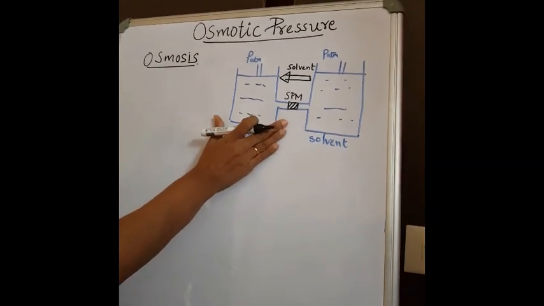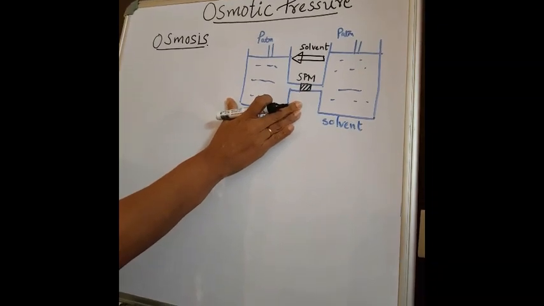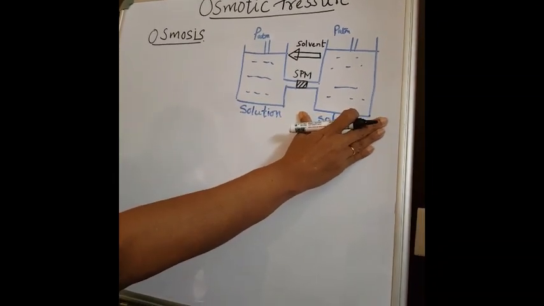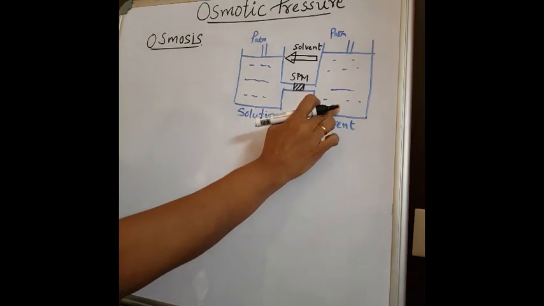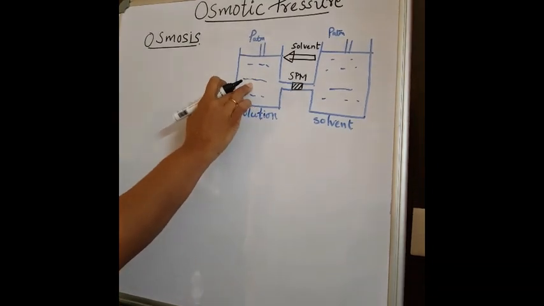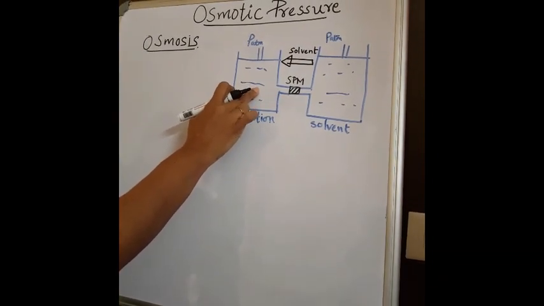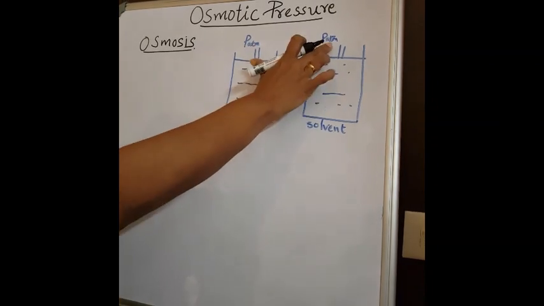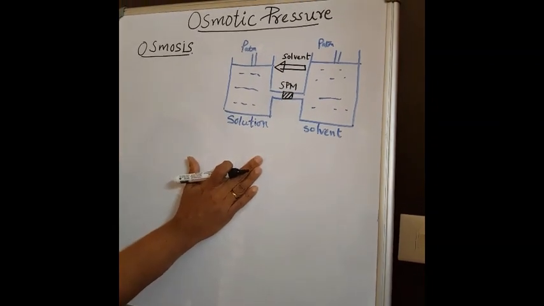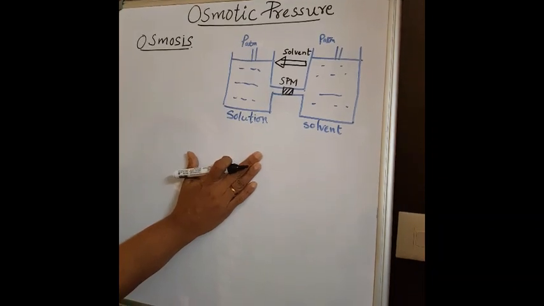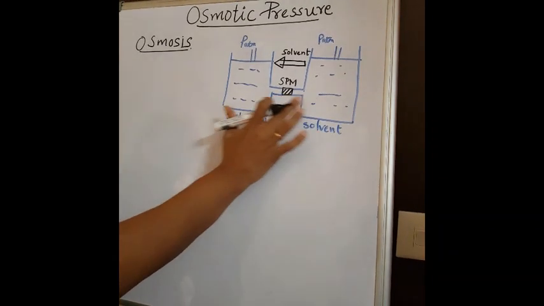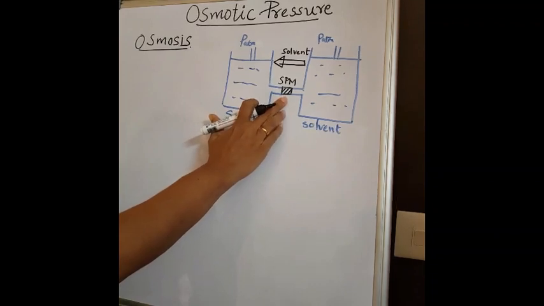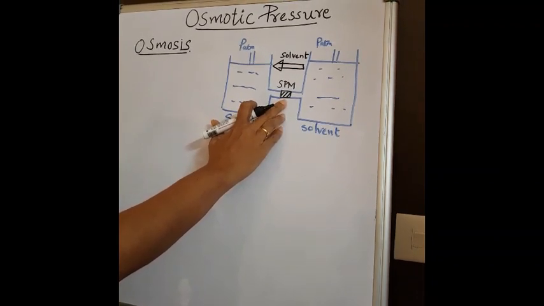Here we have taken two containers. In one it is a solution and in the second it is a solvent. This is a pure solvent and this is a solution. Solution means solvent plus solute is there. Now the pressure acting on it is the same in both cases, that is atmospheric pressure. And these two are separated by means of a semi-permeable membrane.